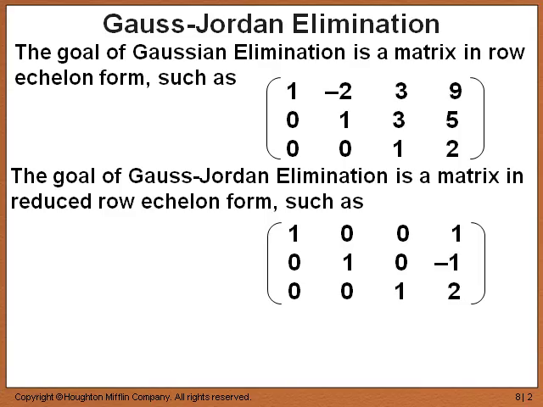Okay, so for example, if this matrix represents a system of three variables and three equations, x, y, z, then z equals 2, y equals -1, x equals 1. So we can see that with Gauss-Jordan elimination, we end up with a very easy solution at the end that we can read directly off of the reduced row echelon form matrix.